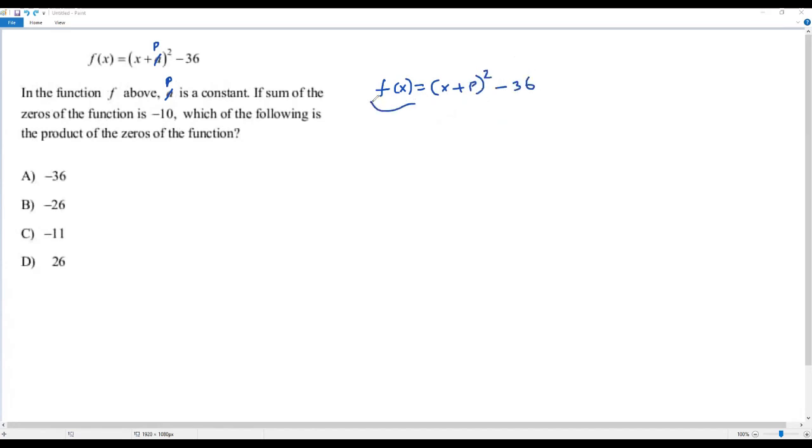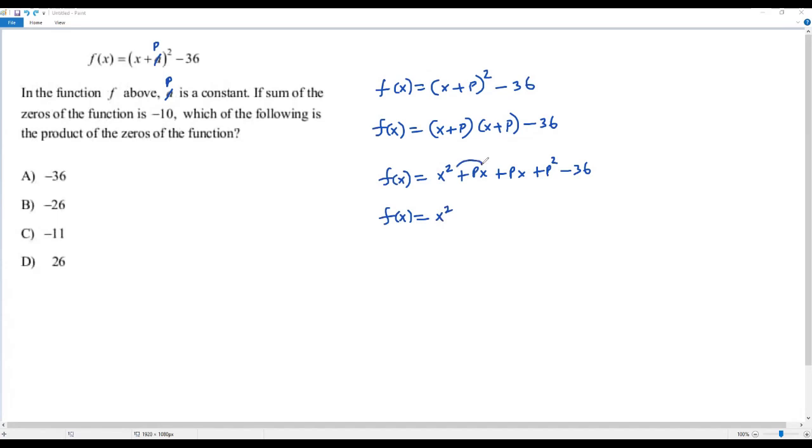Okay, now to write this quadratic function in standard form, we have to expand the square of the binomial. Let me write (x + p)² two times, that is (x + p)(x + p) − 36. Now we can multiply these two binomials using the FOIL method. x times x is x², x times p is px, p times x is px, and p times p is p², minus 36. When I add px and px, I'm getting 2px. That is x² + 2px + p² − 36.